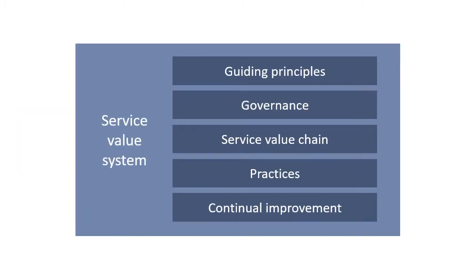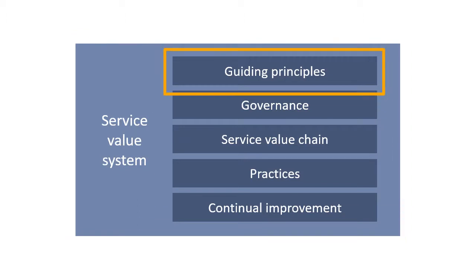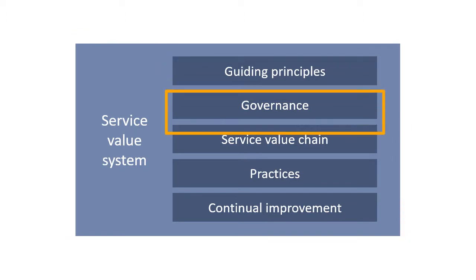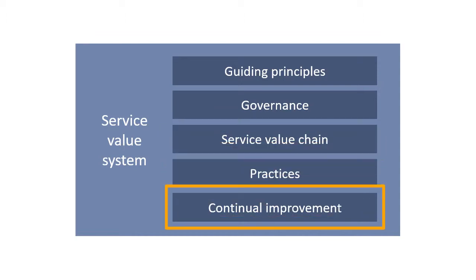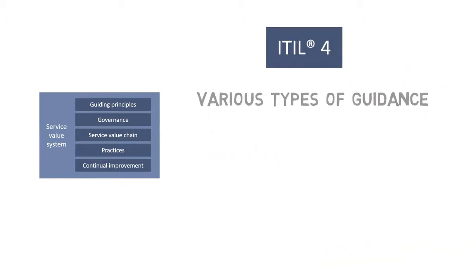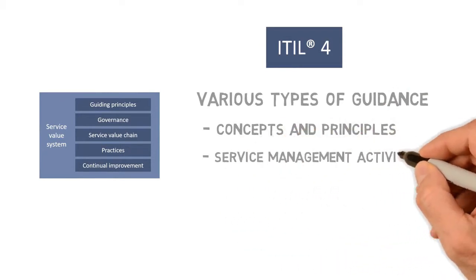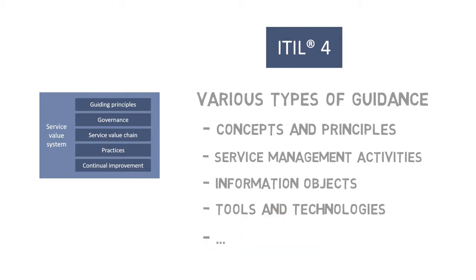The second component of ITIL, the Service Value System, includes several elements: guiding principles, governance, service value chain, practices, and continual improvement. I'm afraid we cannot go into the details of all of these elements in this short video. The point I'd like to get across is that ITIL contains various types of guidance and content, such as concepts and principles, service management activities, information objects, tools and technologies, etc.